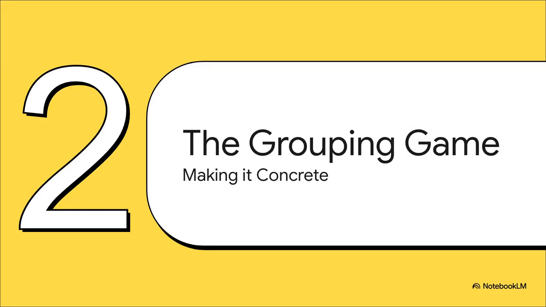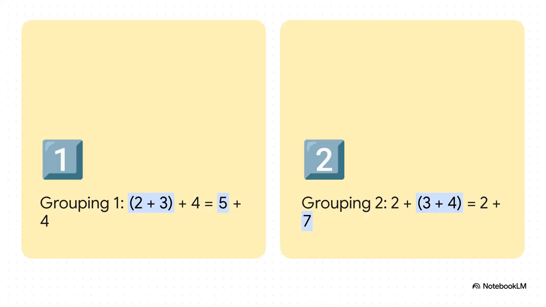Okay, so the baking analogy is great, but let's make this really concrete. Let's look at some actual numbers and see how this property really works in practice. All right, let's go back to that first problem. Imagine these are piles of stones. In the first group, you combine the 2 stones and 3 stones to get 5. Then you add the last 4. But in the second group, you start at the other end. You combine the 3 and 4 first.